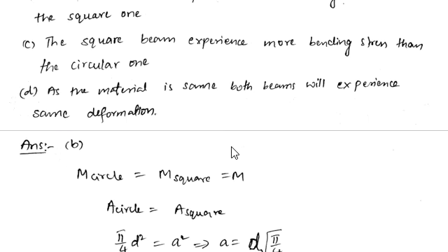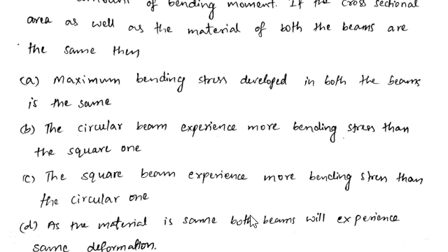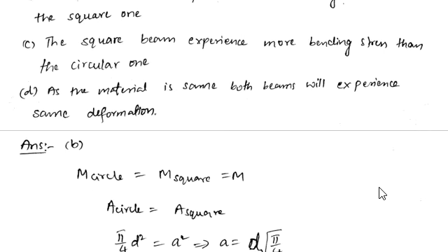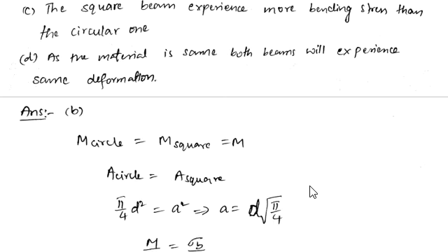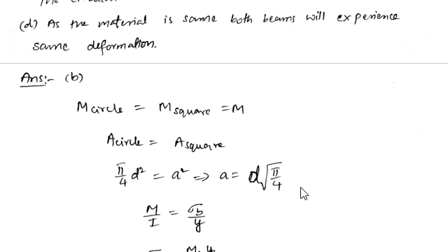Let us see. He is given the same bending moment. Both are subjected to the same bending moment. So the bending moment applied on the circular shaft and on the square shaft is, let us say, the same, M, and the cross sectional area is also the same. So the area of cross section of the circular shaft and of the square shaft or beam is the same. Area of circle we know is pi by 4 d square. Area of square, if you assume a is the side, is a square. So from this you can write a is d into under root of pi by 4.